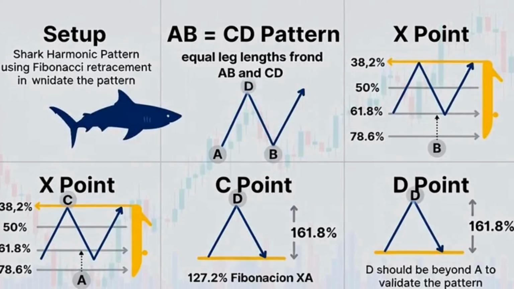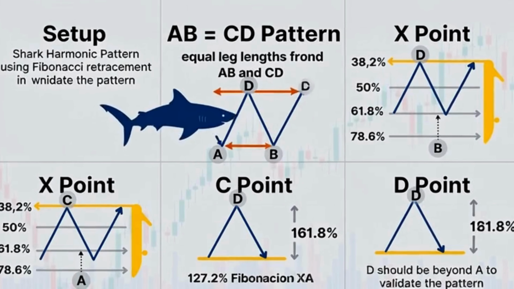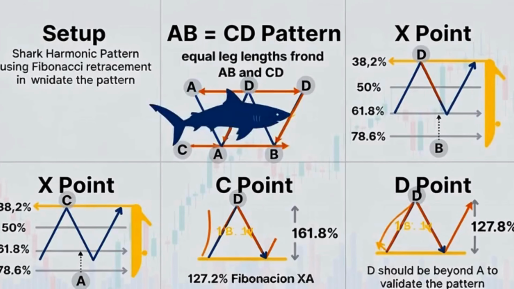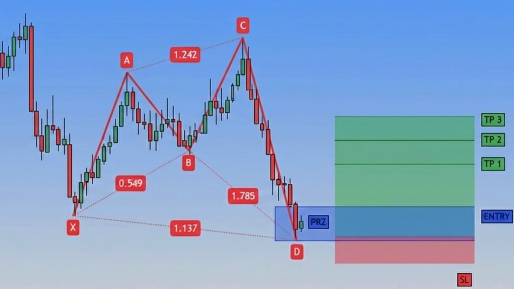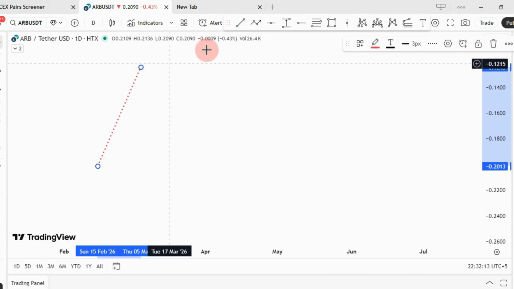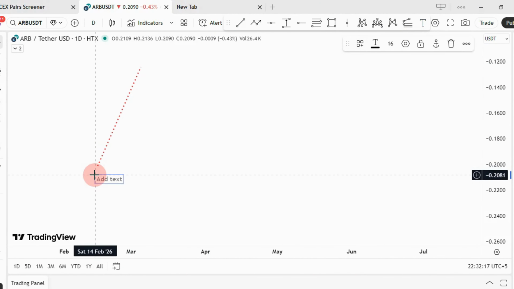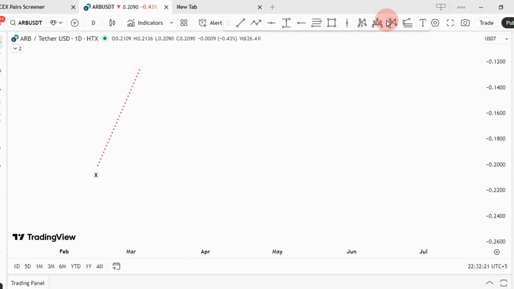In this video, we will learn the Shark Harmonic Pattern step by step using Fibonacci. Bullish Shark Harmonic Pattern. All harmonic patterns consist of X, A, B, C, and D legs. First, we need an anchor leg, also known as the X to A leg.